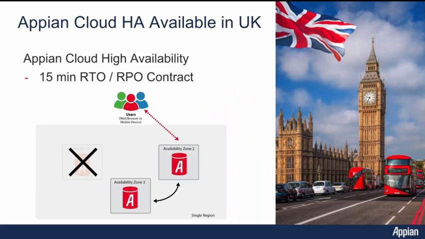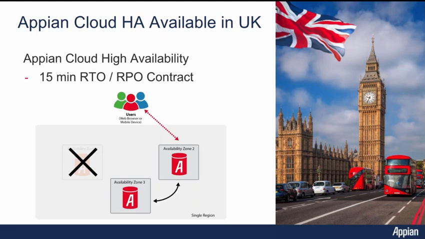Also, for those customers in the United Kingdom, we now have Appian Cloud High Availability available inside the UK. This simply means that we now have 3 redundant data centers available for those availability zones. If one of those entire data centers goes offline, we can instantly fail over to another availability zone.